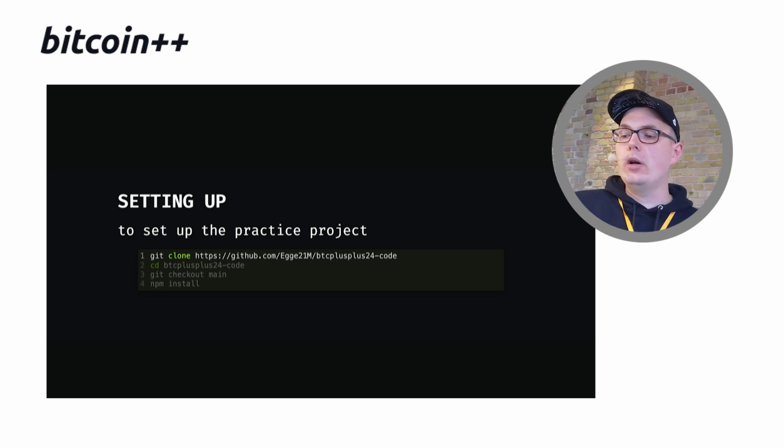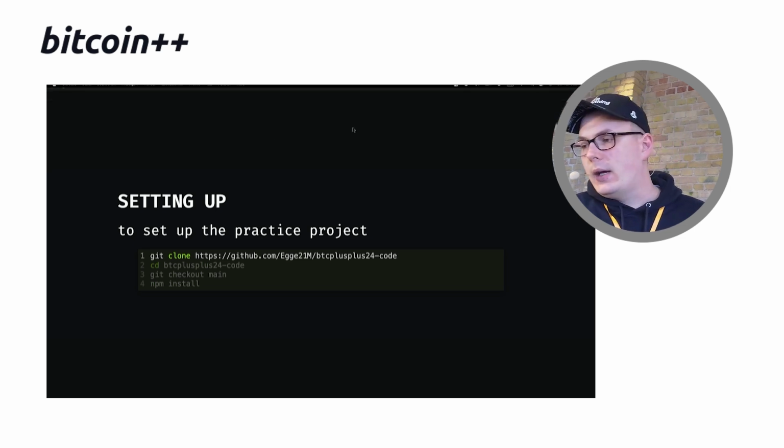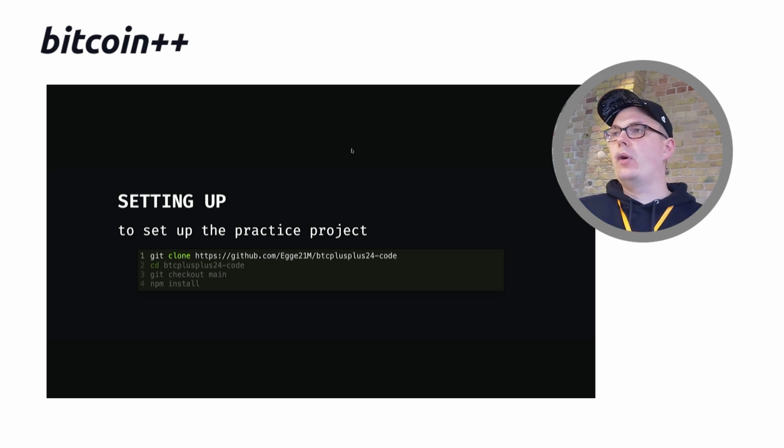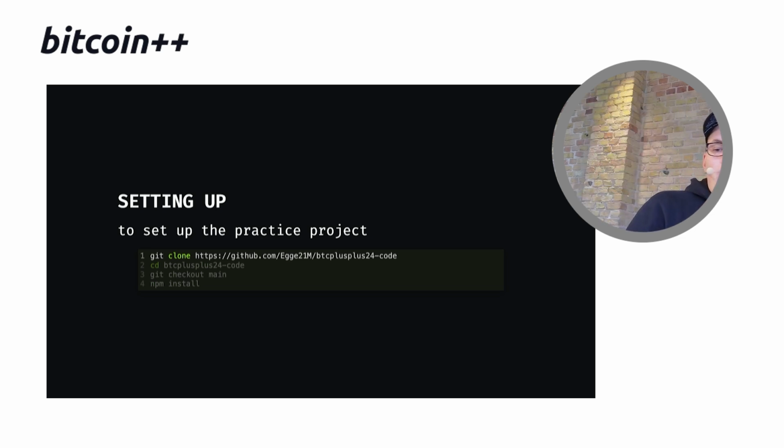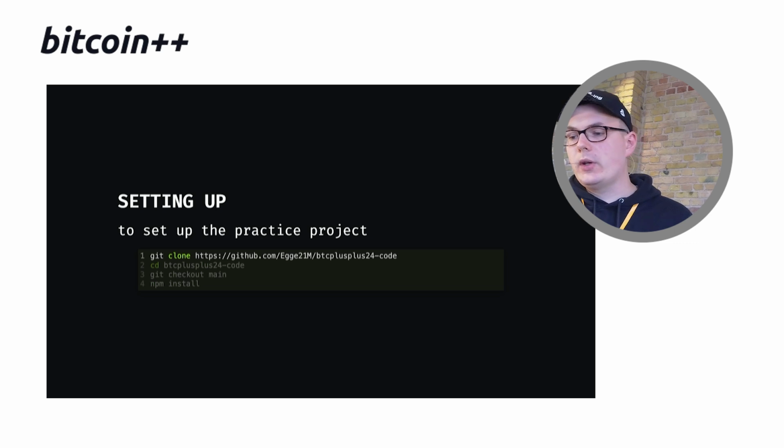If you want to work along, you're invited to do so. Depending on the time, I was planning to do a back and forth between you writing code and me showing the solution, but I think because we only have the 60 minutes, we're just going to do some live coding, and you can follow along if you want to. So in order to set up this practice CLI project, you would clone the repository. For everyone that can't read the link, it's github.com/egge21m/btcplusplus24-code.